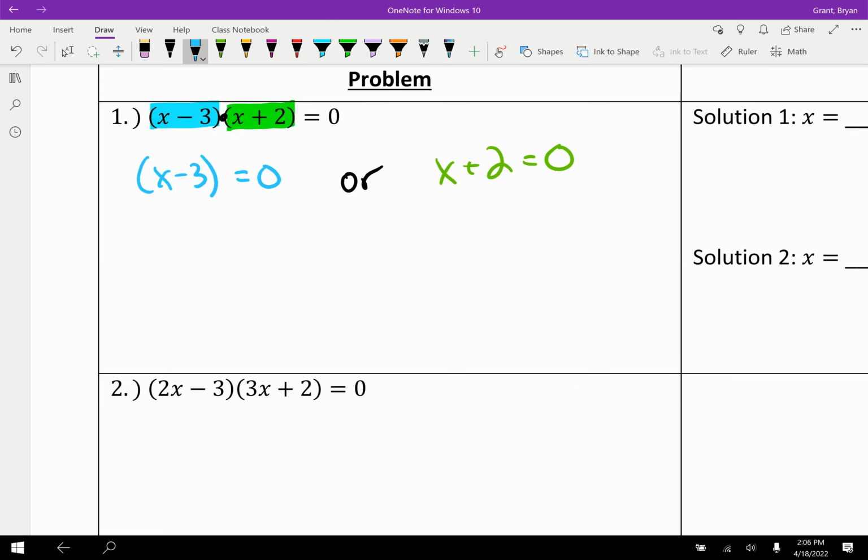There are parentheses here, but you'll notice I didn't even write the parentheses on the green one. I'll add those in for now, but I'm going to take them right away again because there's nothing outside the parentheses, nothing to distribute, so we can just drop our parentheses.